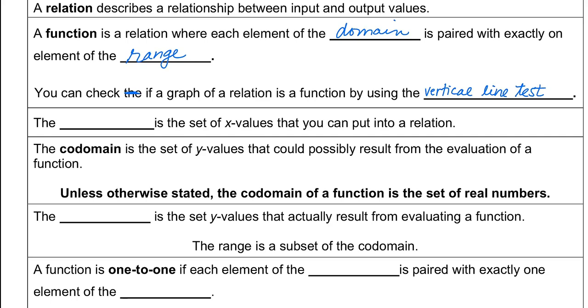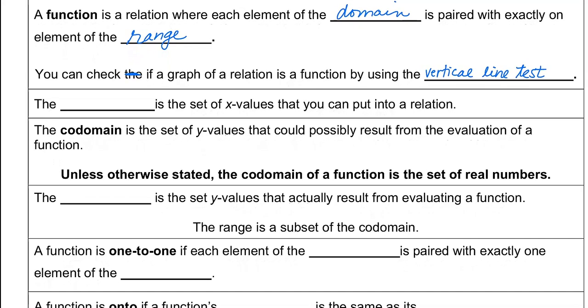So we'll talk about the vertical line test. Do you guys remember the vertical line test? If you're given a graph, you can pass a vertical line and keep moving it from the left to the right, and if it only crosses at one location, then it's a function. Do you remember that? Okay, let's move on.